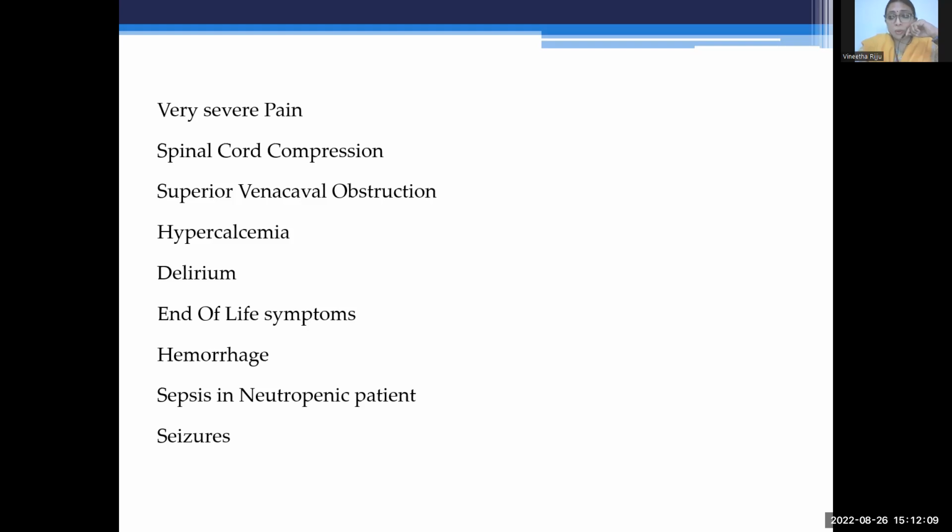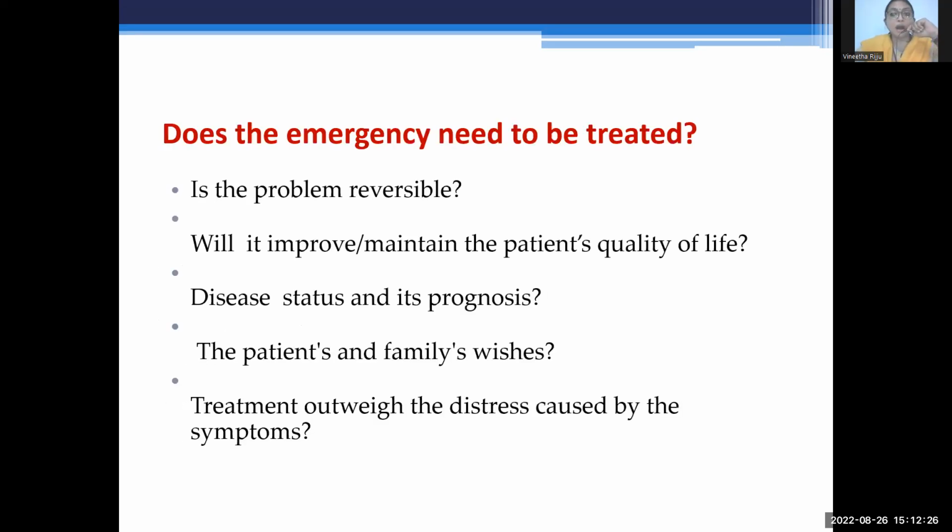So what are the important questions that you need to ask your patients? What is the deciding factor that helps you understand what to do next? Ask yourself, is the problem of the patient reversible? My intervention with the aggressive treatment for this patient, is it going to reverse the situation?